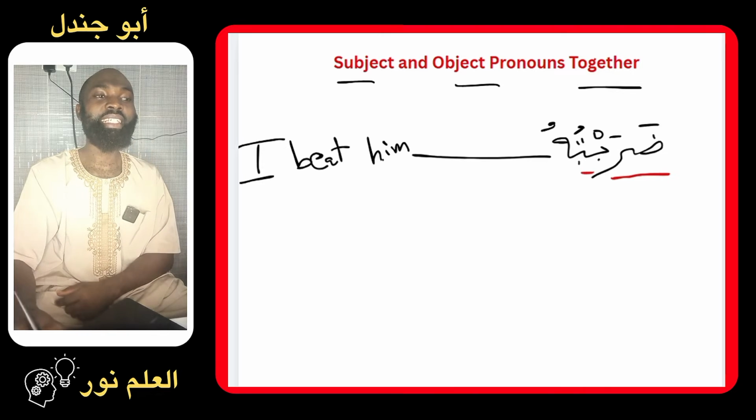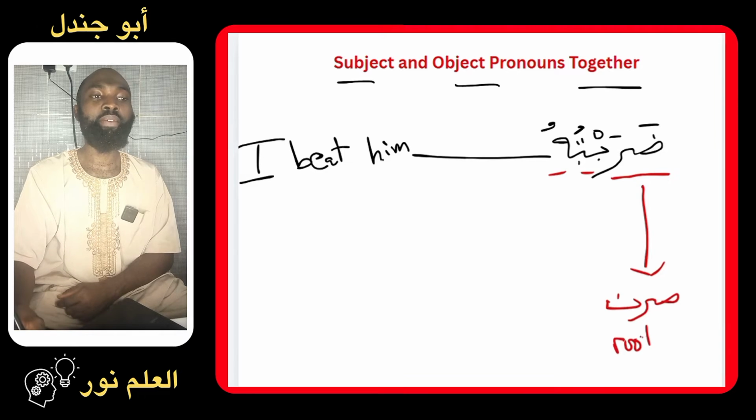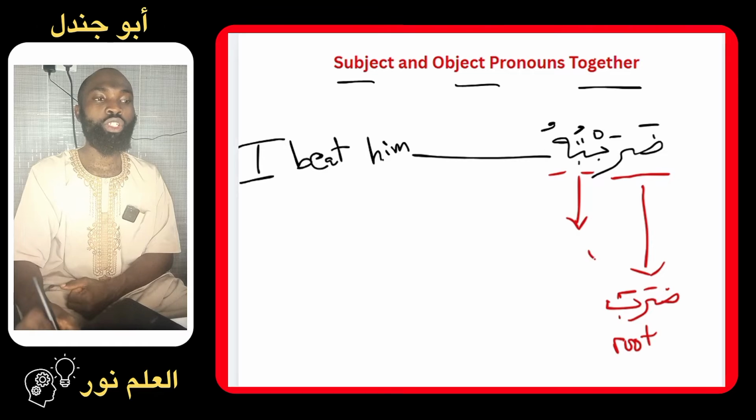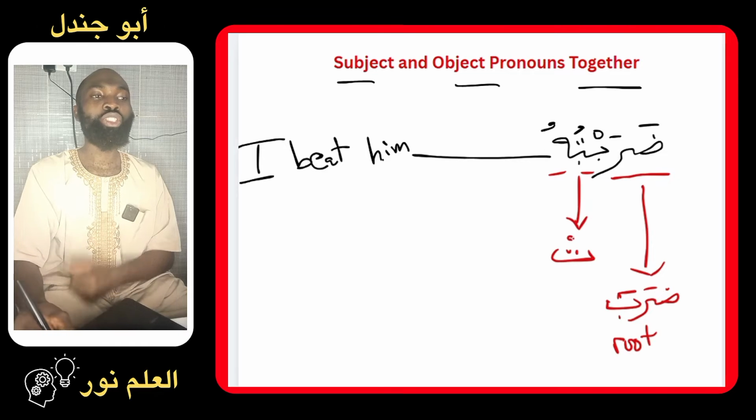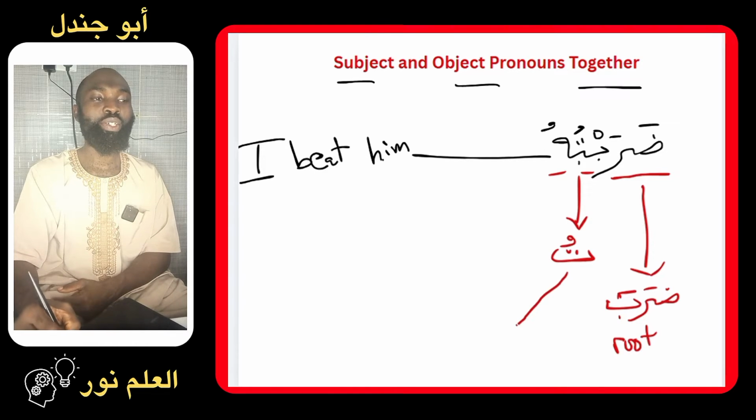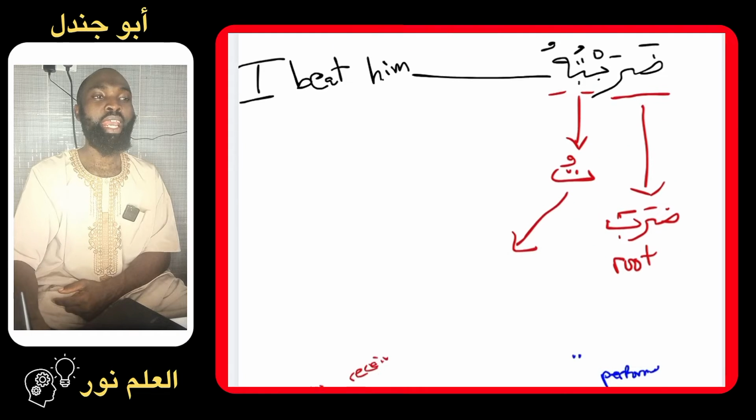The first part is the doroba, which is the root verb. This is the root, doroba, which is the verb to beat. Then the second part of this word is this ta that you can see here. It is attached to the verb. However, it is considered to be a pronoun.